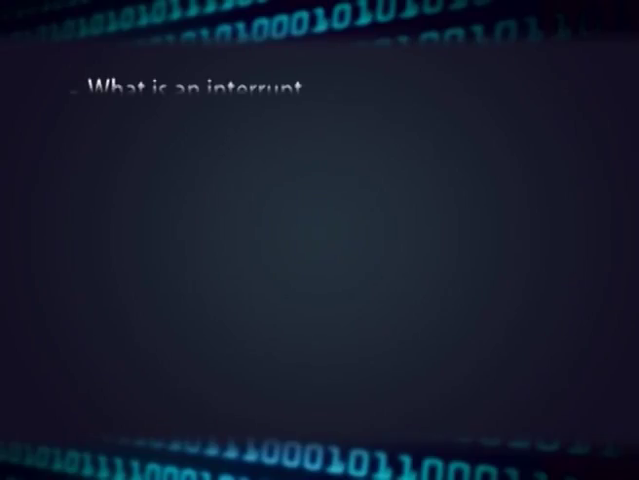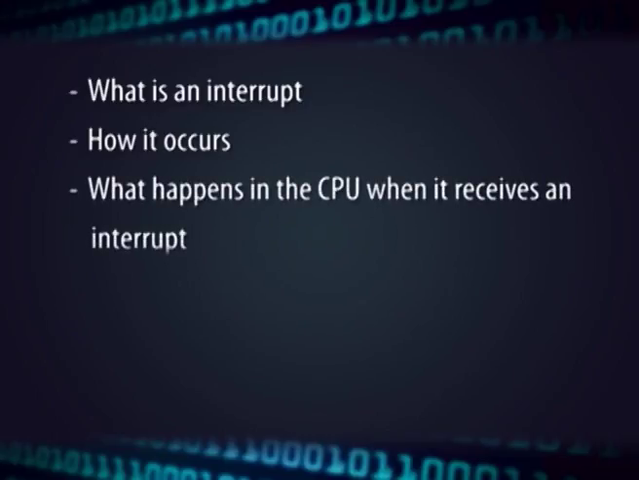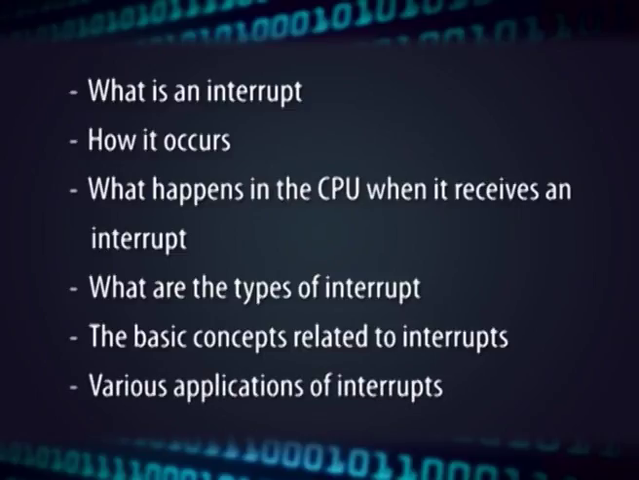Instead of talking in general about interrupts, it is better to understand them by taking the example of a typical microprocessor like the 8088. Therefore, today we are going to study what an interrupt is, how it occurs, what happens in the CPU when it receives an interrupt, and what the different types of interrupts are. The basic concepts related to interrupts are explained using the example of a microprocessor like the 8088. Also, the various applications of interrupts are explained in brief.